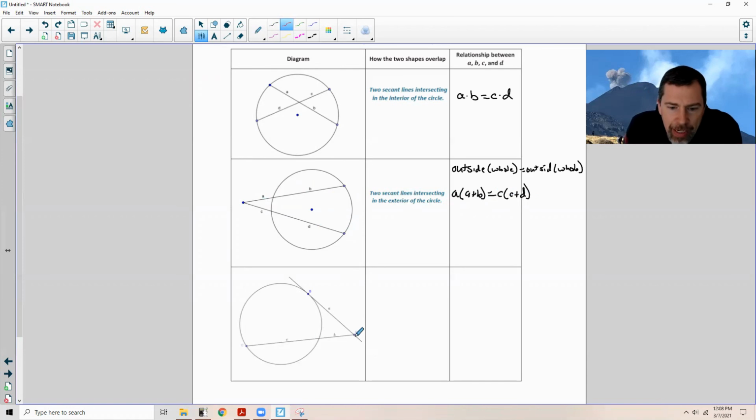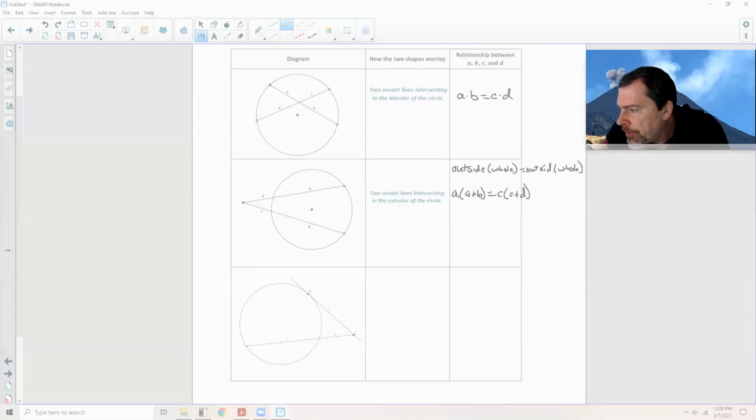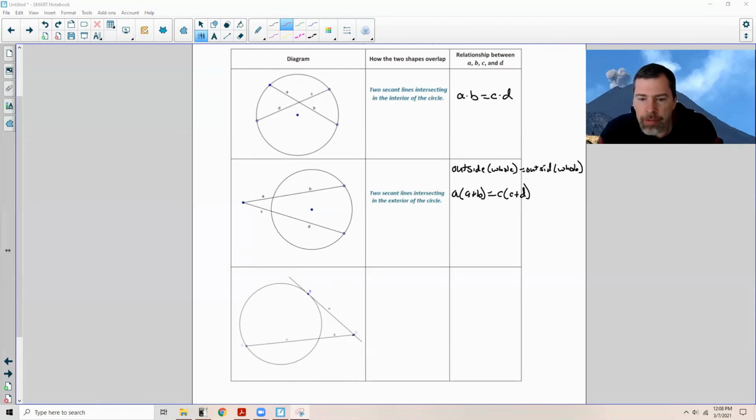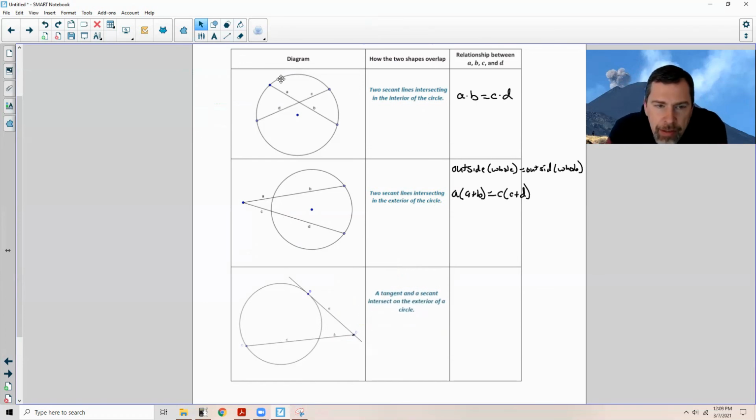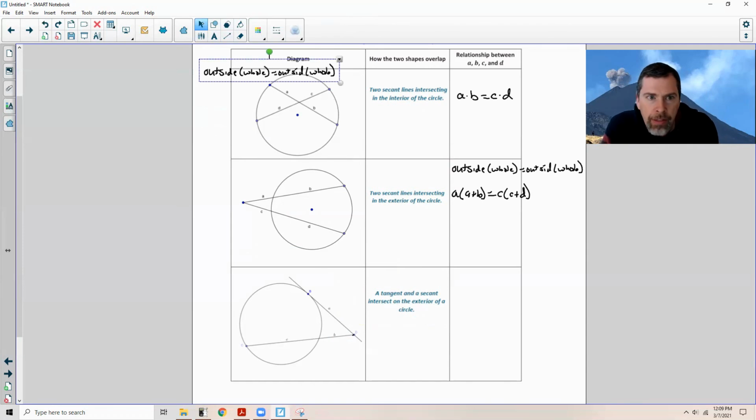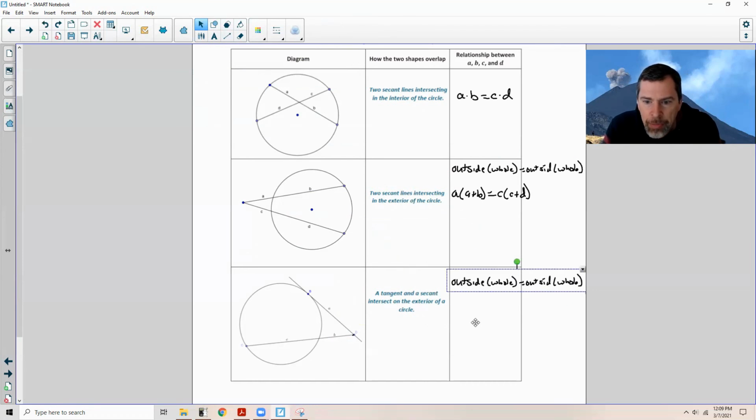Okay, and now we have a secant and a tangent intersecting at a point outside the circle. Okay, so this one's a secant and a tangent, and let me bring that verbiage in. Okay, we're coming right up. So it's a tangent and a secant intersecting at the exterior of the circle. Okay, it's outside the circle. So the same rule applies. It is going to be this again. That way you don't have to memorize two rules.